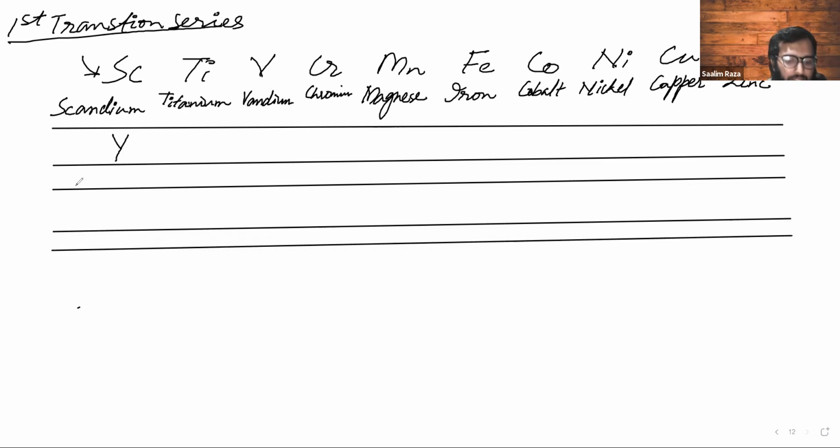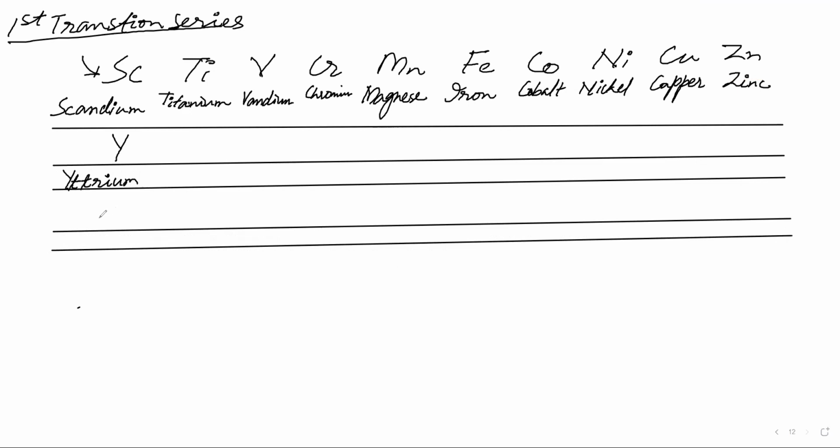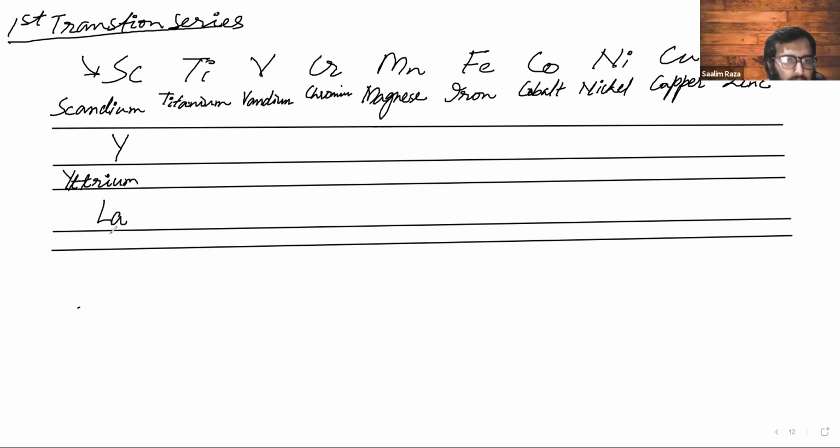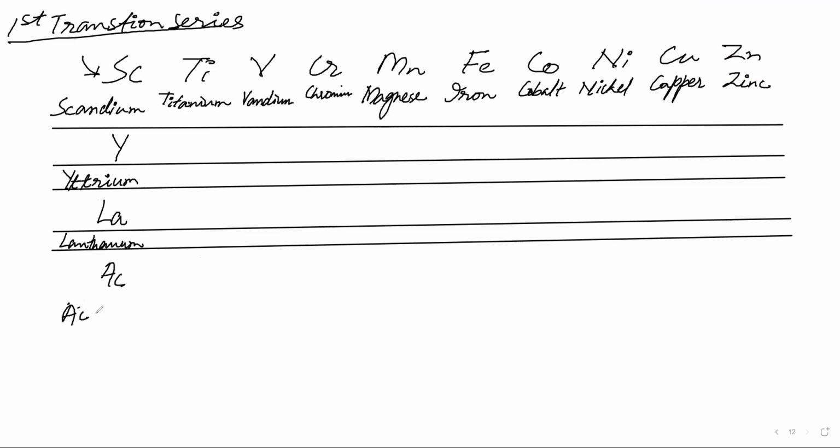Why is this known as yttrium? Yttrium. Remember Yt and trium. This is La. La is lanthanum. Then next here it is Ac, and what is this? Actinium. This is actinium.